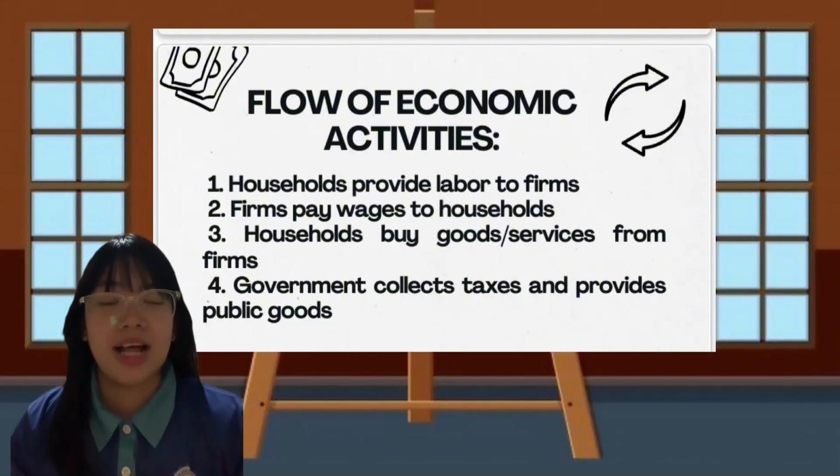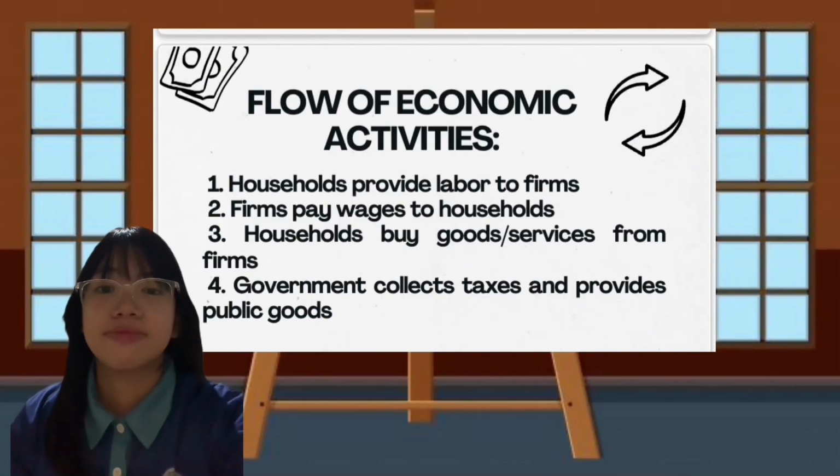For example, a teacher works in a school and earns a salary. The teacher uses that money to buy goods and pay taxes. The government uses taxes to fund education and infrastructure. So this cycle shows how economic activities are connected.